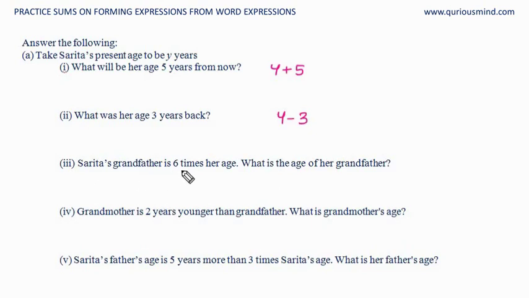Sarita's grandfather is 6 times her age. 6 times. Times means multiplication. So 6 multiplied by y. But we don't show the multiplication sign, so we'll write 6y.